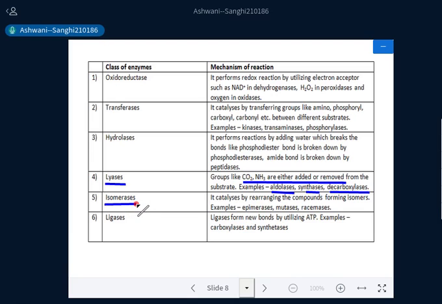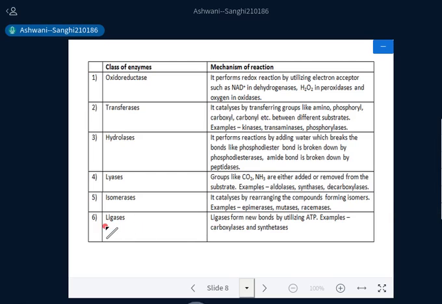Fifth class, that is the isomerase. Isomerase means rearrangement. Isomer means same molecular formula but different structural formula. It catalyzes the rearranging of compounds, forming isomers. Examples: epimerases, mutases and racemic mixture.